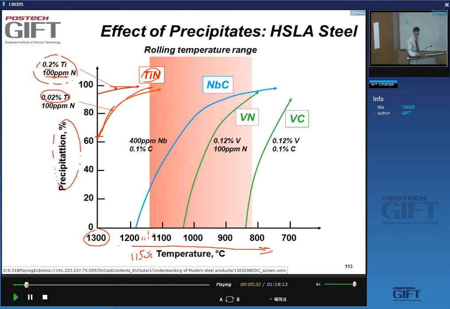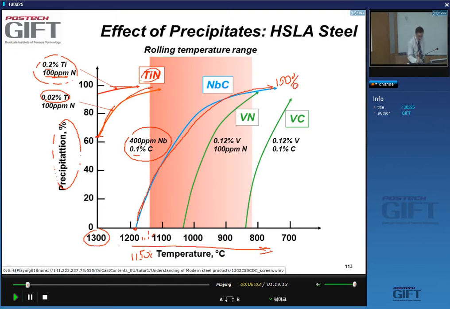Then you see precipitation of niobium carbide and vanadium nitride in the case of 400 ppm niobium, 0.1 carbon. And you see here that at 1200, I have about zero niobium carbide precipitated. And as I reduce the temperature, it increases to 100% precipitation, yeah, at about 800 degrees C. And the same with vanadium nitride at 0.12% of vanadium and 100 ppm of nitrogen. The precipitation starts at a little over 1,000 and becomes 100% at about 800 degrees C.